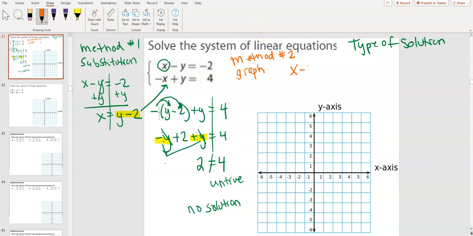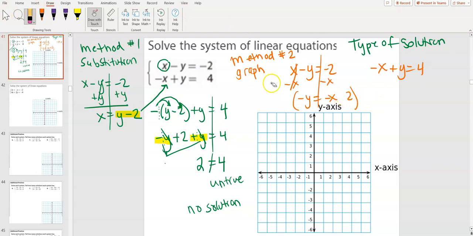So I'm going to take both of my equations and I'm going to rewrite them in slope-intercept form. Okay, so I'm going to isolate y. I'm going to subtract x on both sides. Okay, I have a negative y, which isn't good, so I'm going to multiply everything by a negative 1 in order to get rid of my negative signs and turn them positive. I'm going to rewrite it over here. I'm going to have y equals x plus 2. So that is going to be my first equation.